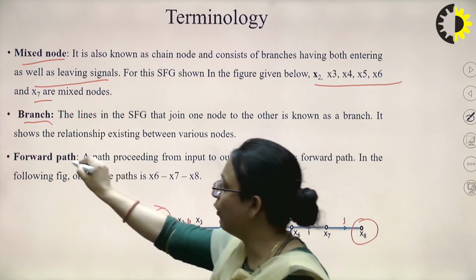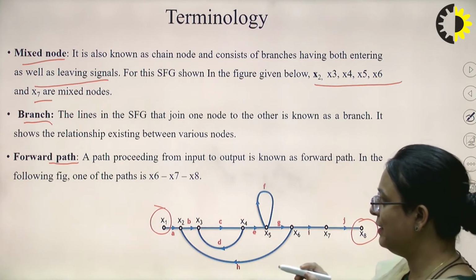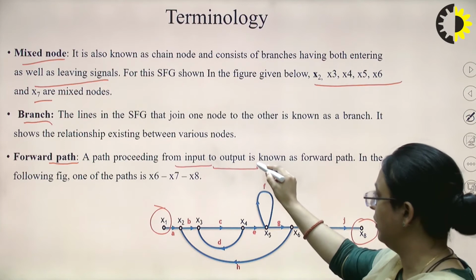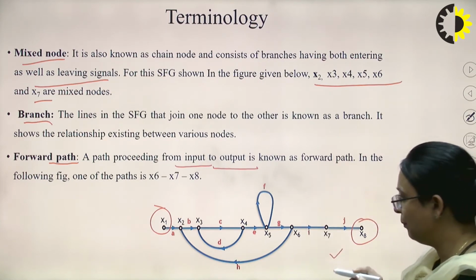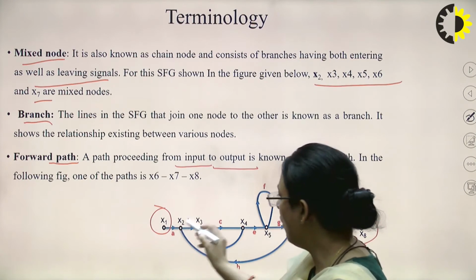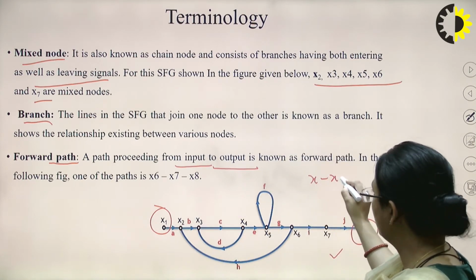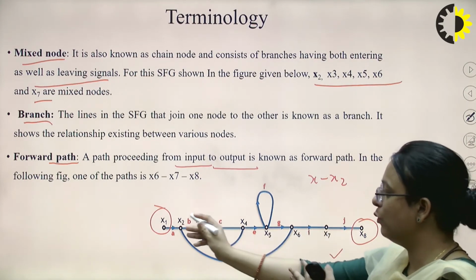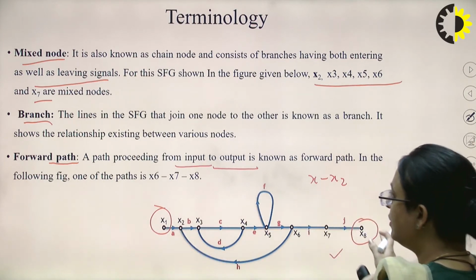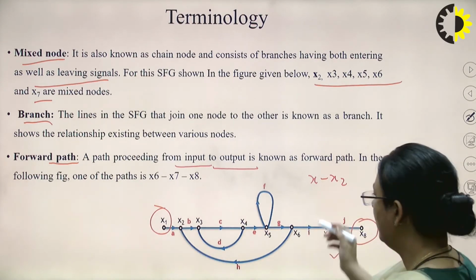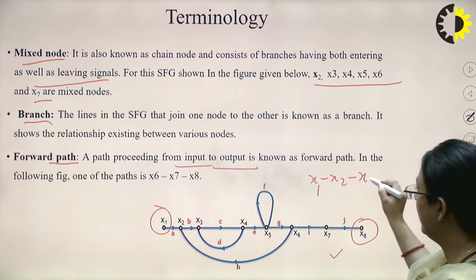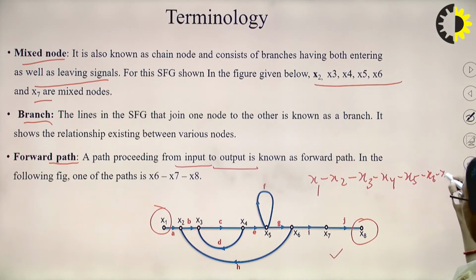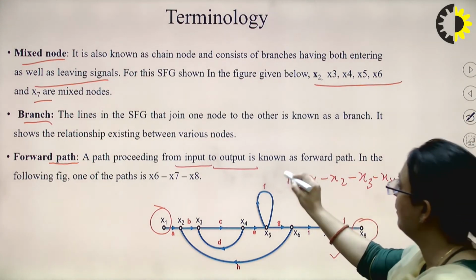Now coming to the forward path. A forward path is a path which proceeds from input towards the output. You can see here in this figure, this is a forward path, X1 to X2. There are many forward paths. So here we can see in this figure the forward path which starts from the input towards the output is known as the forward path. So X1, X2, X3, X4, then 5, 6, 7 and till X8. This is one of the forward paths.